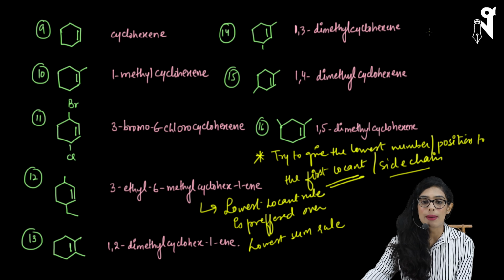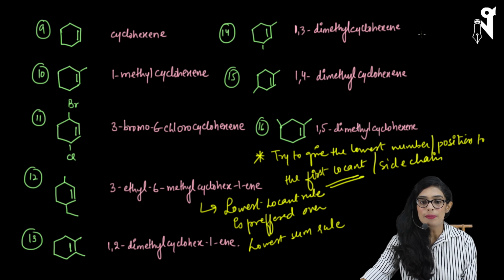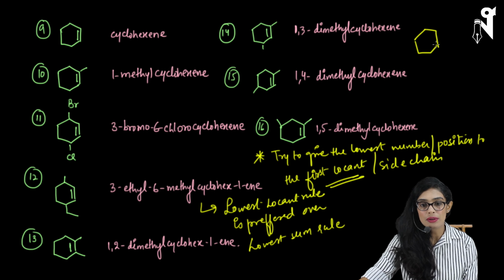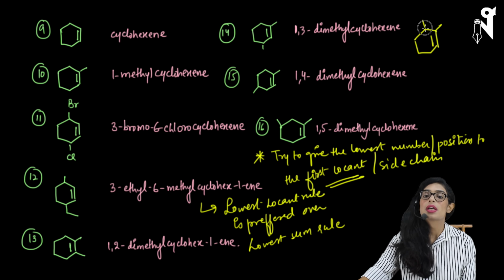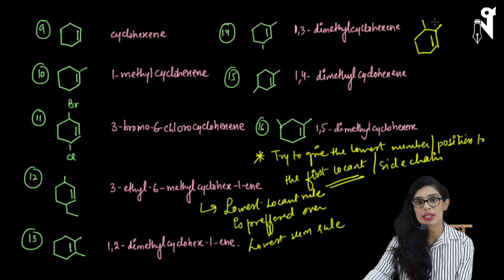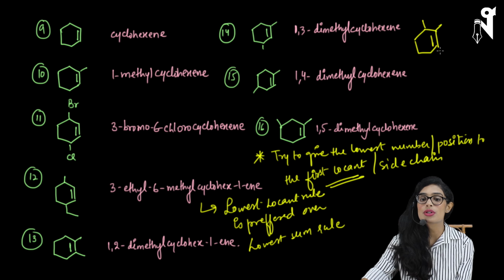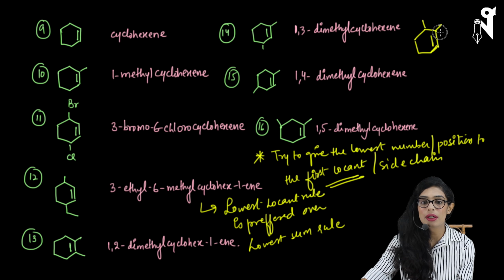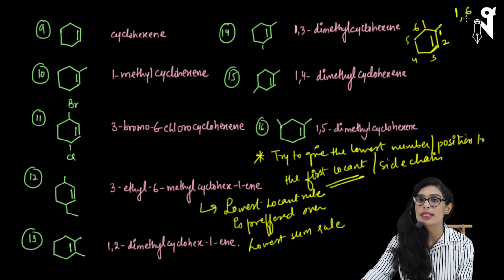So let me just give you an example. Now let me take an example. If I take this as a question, in this case I have again two CH3s present on different positions and a double bond over here. So I have two ways of numbering. I can number 1 here, 2 here, 3, 4, 5 and 6. In this way, one methyl will get position 1, whereas the other methyl will get position 6.